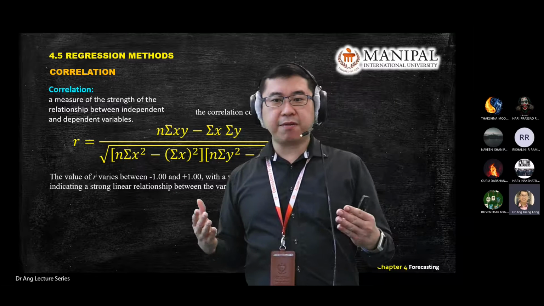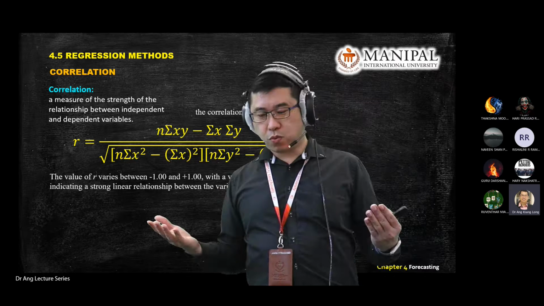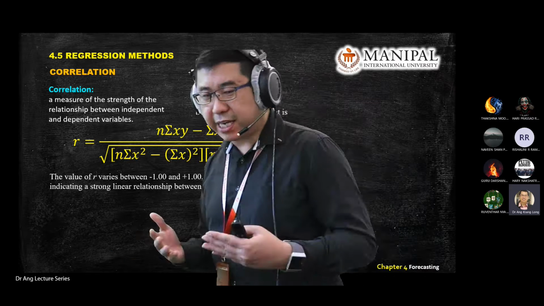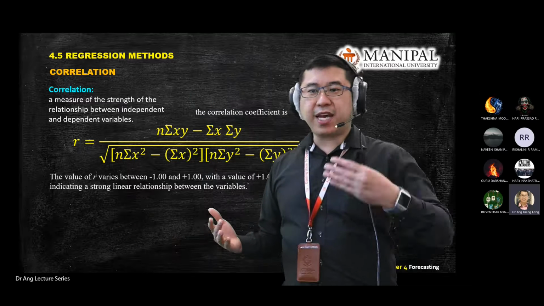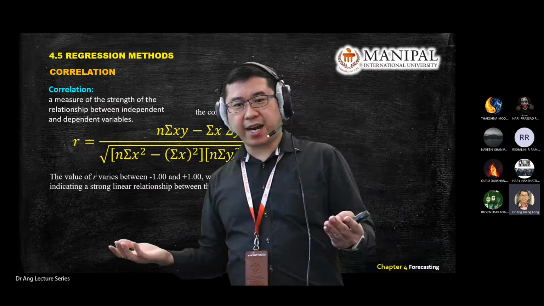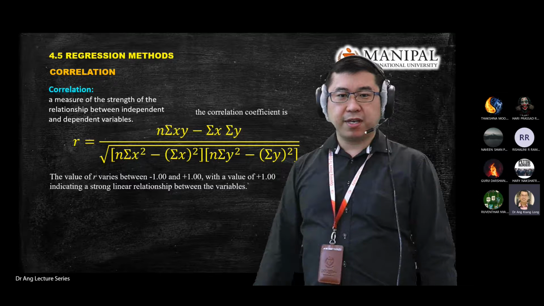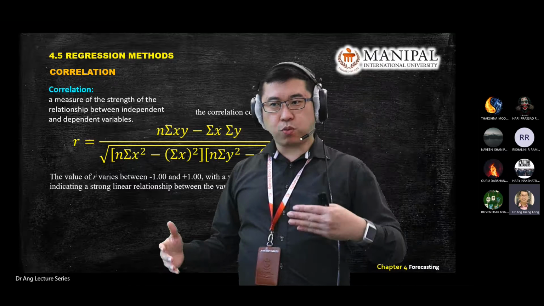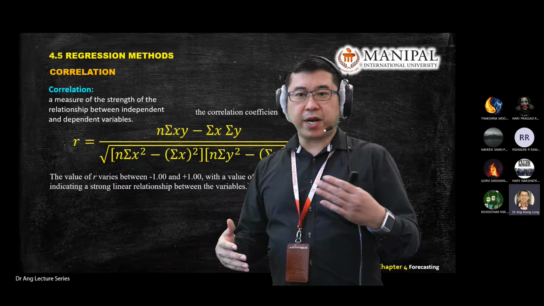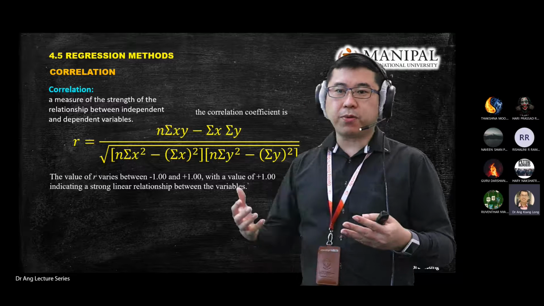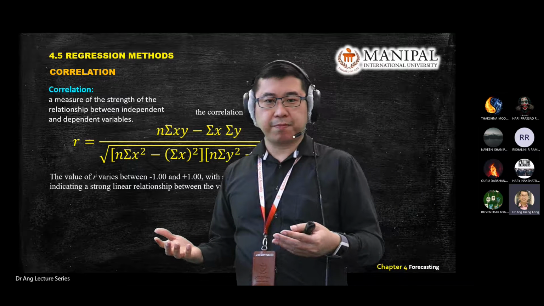If we have a negative, it means there is no relationship at all. It means that if A does something, B doesn't react, if your R value goes towards negative. If the R value goes towards positive, it means that whatever A does, B will react to it. Okay.